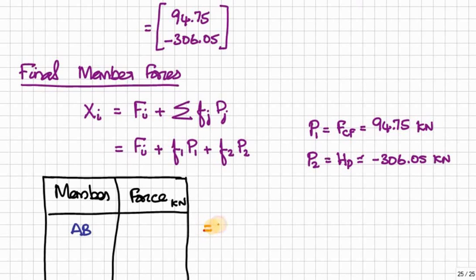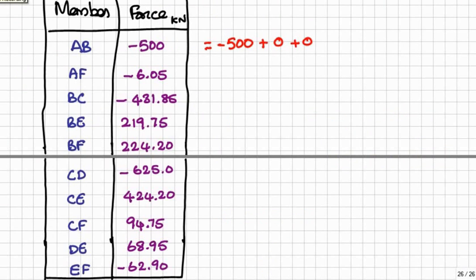So member AB force is equal to the capital F, which is nothing but minus 500, and f1 is 0, f2 also 0 for that member. Therefore, the final member force in AB is minus 500 kilonewton. Similarly, we can find out the member forces for the other members. So this is the end of the solution.